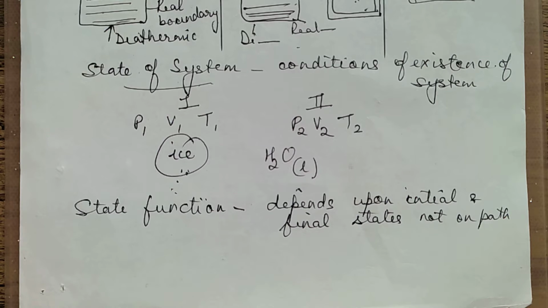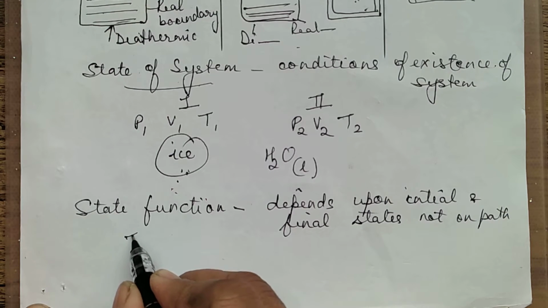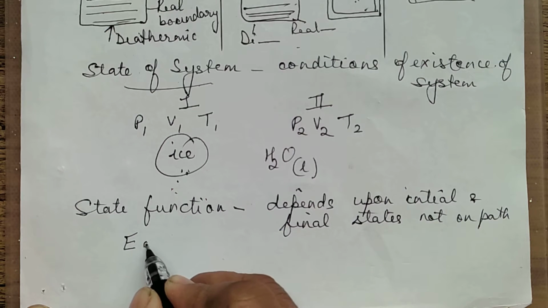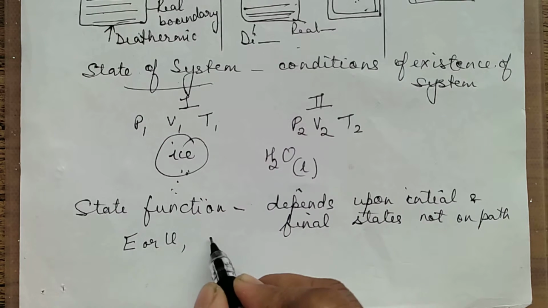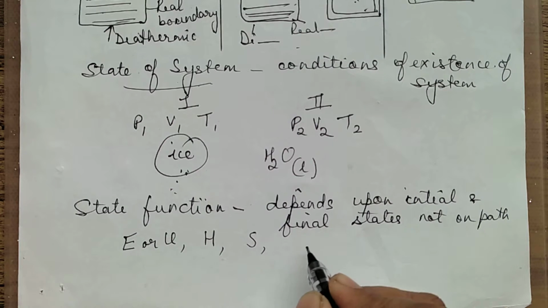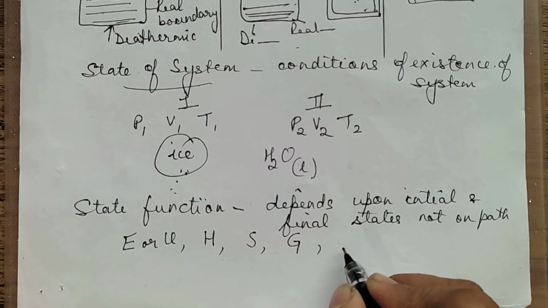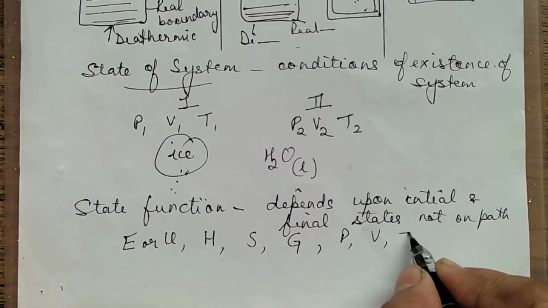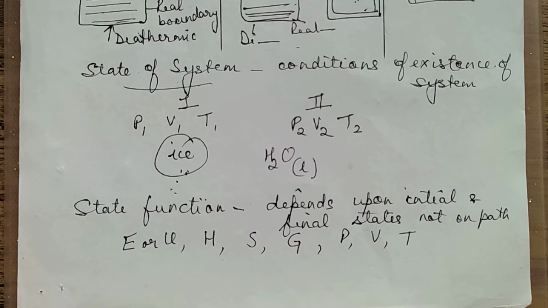Now, in this chapter, we will be studying some properties. All the properties which we are going to study in this chapter are state functions. Like you will have internal energy, E or U is the symbol. You have enthalpy, H. You have entropy, S. Gibbs energy, G. These all terms we are going to study in this chapter. Other than these properties, you can also have pressure, volume, temperature. These are all state functions.